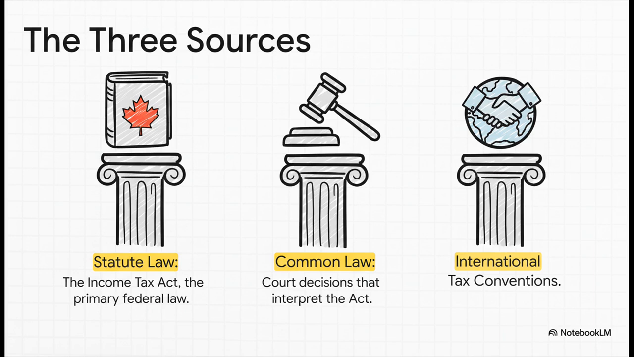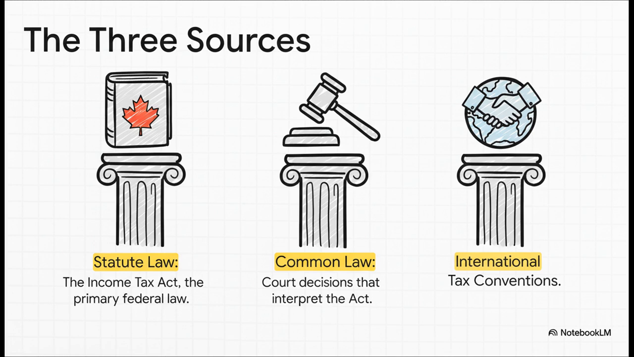The first and the biggest one is statute law. This is the Income Tax Act itself, the big, complex rule book written by the government. But words can be tricky. That's where the second pillar, common law, comes in. This is all about court decisions. Judges interpret what the act actually means in the real world. A perfect example, the act is kind of fuzzy on the difference between business income and a capital gain. We really only know the difference because of decades of court cases that have hashed it out.